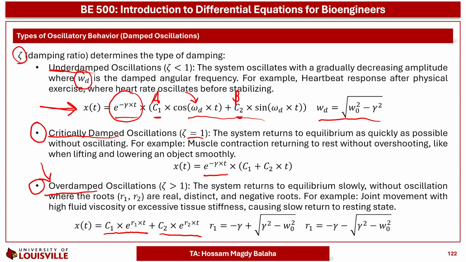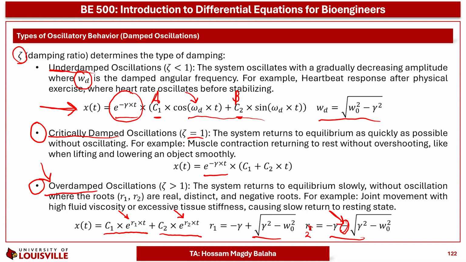The first exponential is exponential of r1 multiplied by t, where the second exponential is the exponential of r2 multiplied by t. r1 and r2 are the roots of the system, and these roots are real, distinct, and negative, and can be calculated using these two formulas. r1 is equal to negative gamma plus the square root of gamma squared minus omega naught squared. The same for the second root, but instead of plus, it will be minus here. There is a typo. This will be r2.